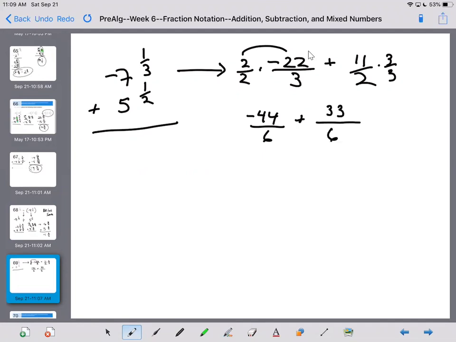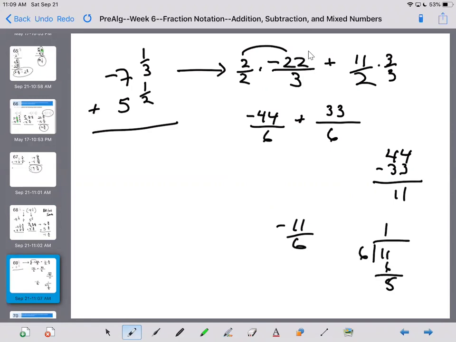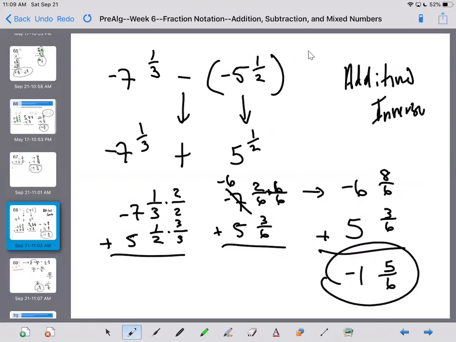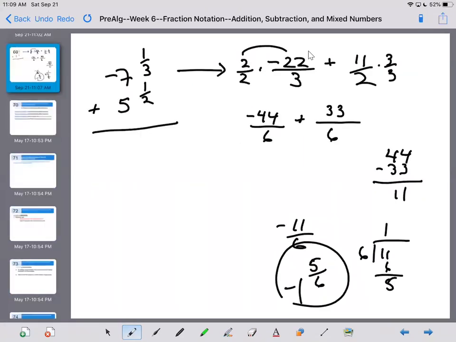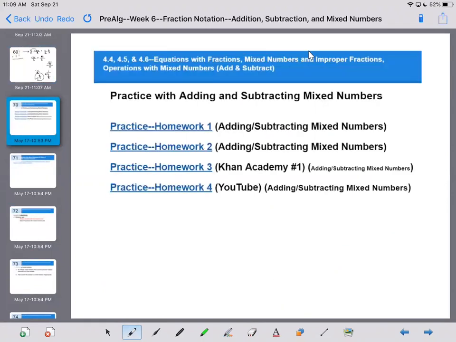So now I see that the signs are different, so I'm going to subtract. So 44 subtract 33 is 11. That's going to give me 11/6, but I know that the largest absolute value is negative 44, so I know my answer is going to be negative. And then 6 will divide into 11 one time with 5 left over, so negative 1 5/6, which is what we found on the page before. So there's some additional practice with adding and subtracting mixed numbers if you need that.